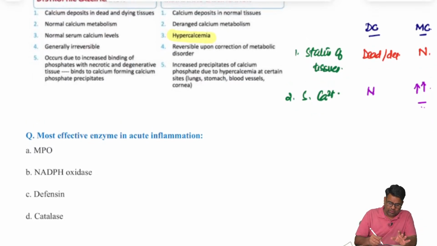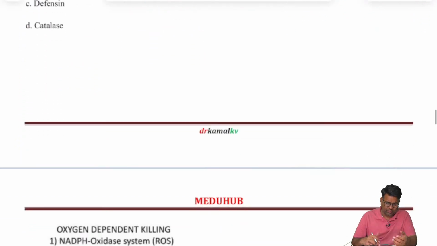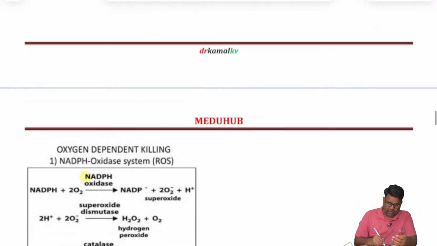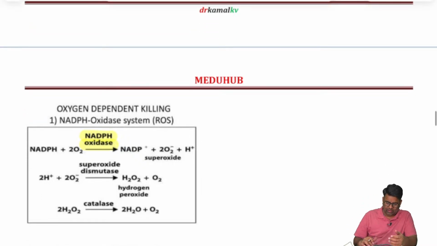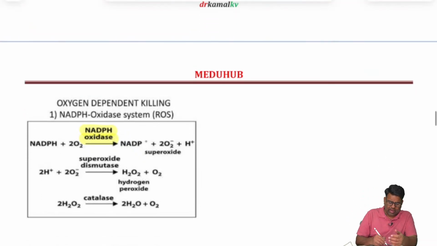Now, in the case of acute inflammation, which is the most effective or most important enzyme? That is NADPH oxidase. So that is one of the important mechanisms in the inflammation pathway that generates NADP plus superoxide. This is NADPH oxidase.